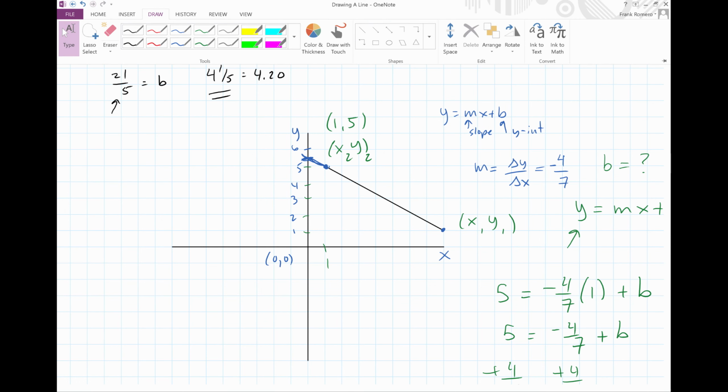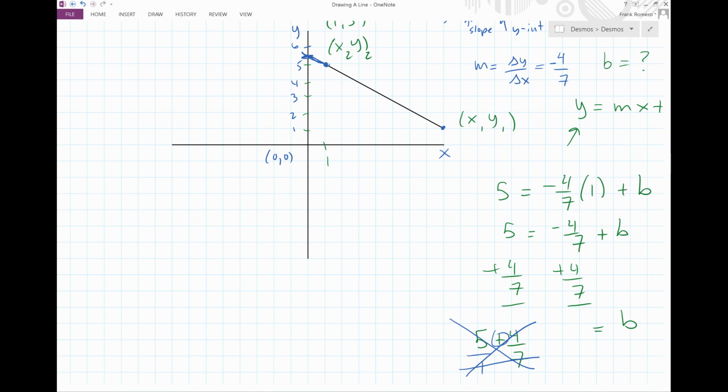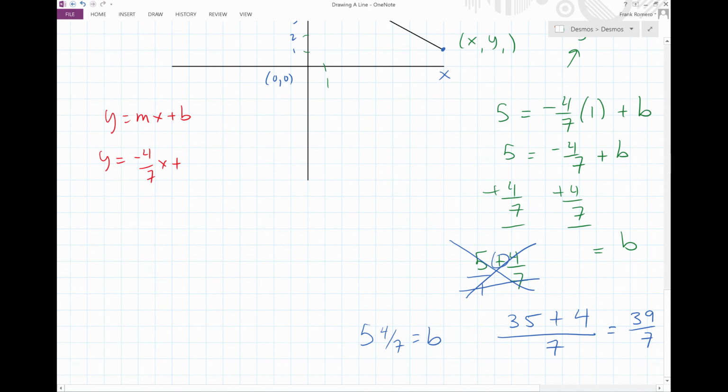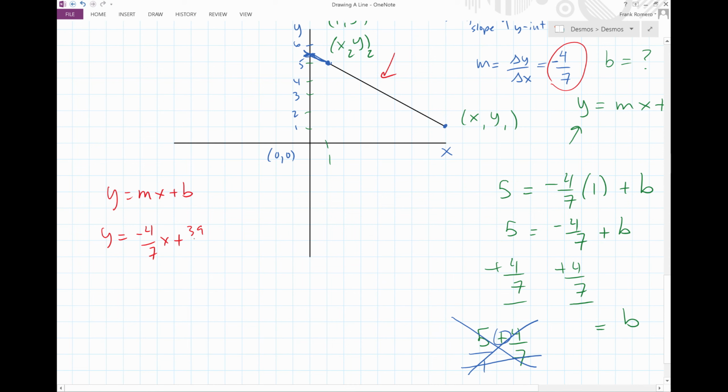The next question is, I want to draw it in red. So what's the equation of this line? Well, the equation of a line is y equals mx plus b. y is equal to m, and m is negative 4 over 7, x plus, what's b? 39 over 7.